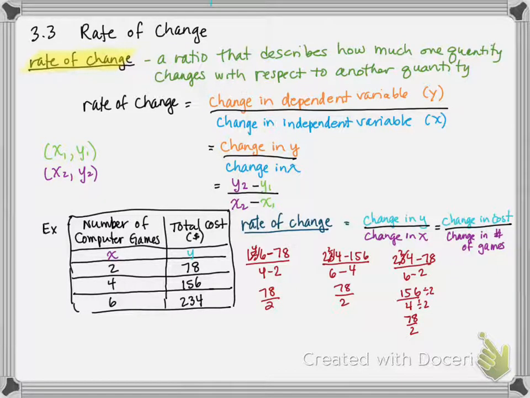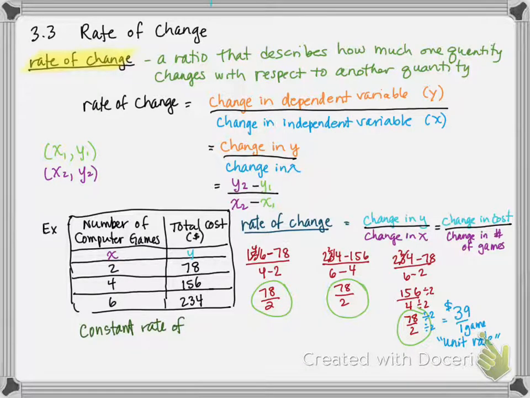So what we notice is that the rate of change is the same every time. Now I can go that extra step and divide out a 2, and what I'd get would be $39 per one game. This is what we would call the unit rate. Remember that? It didn't matter what combination we did, it always came out to be the same. So we had a constant rate of change between all combinations.